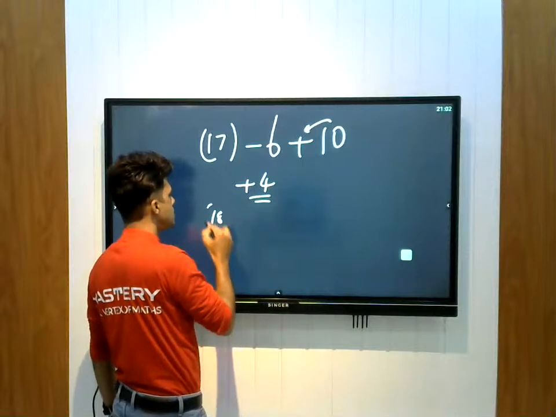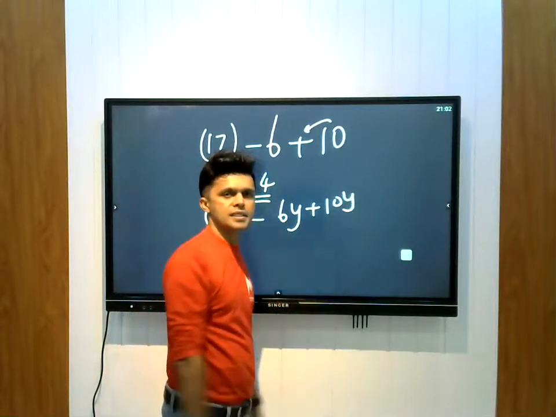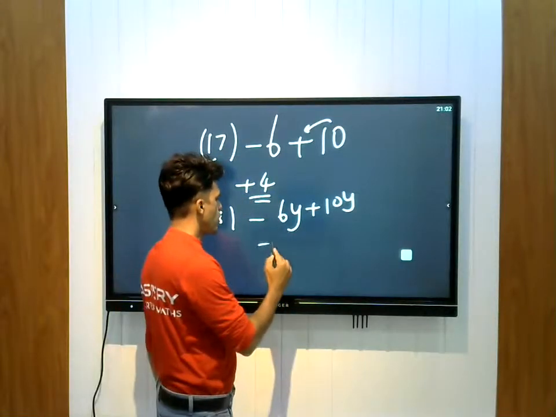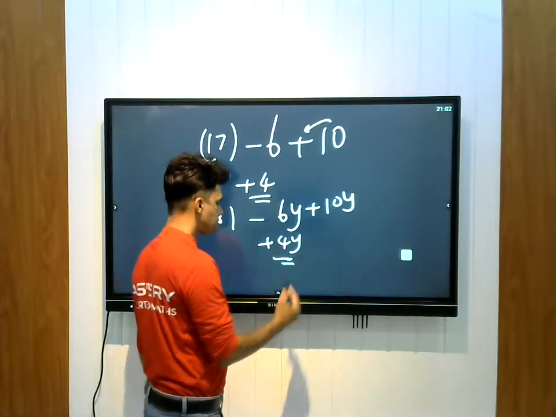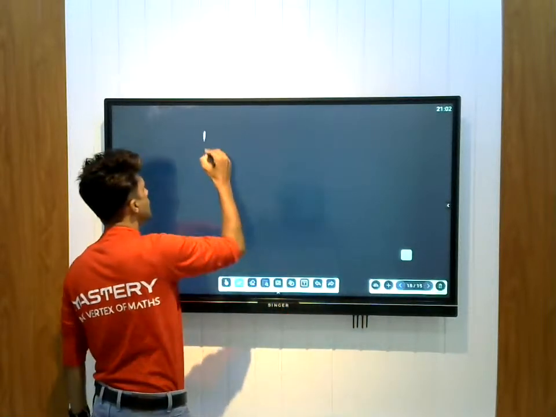Then this one, minus 6y plus 10y. Tell me what is the answer here? Plus 4y is the answer. So, how do you do the 19th question?